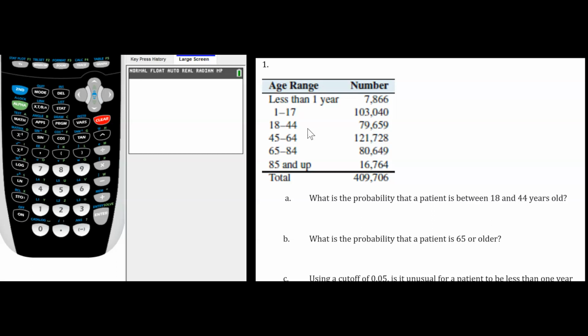And so the total number of patients that we have between 18 and 44 is 79,659, and we're going to divide that by 409,706. So I'm going to enter this in the calculator, 79,659 divided by 409,706. And I get an answer of 0.1944, and that's if I'm rounding to 4 decimal places. So about a 19% chance that a patient is between 18 and 44.